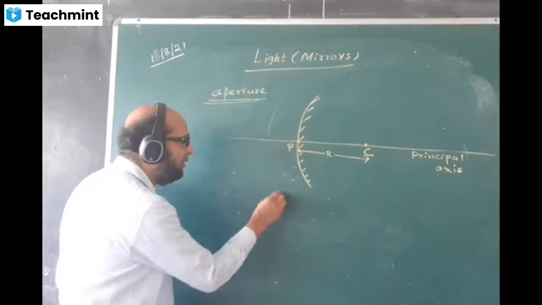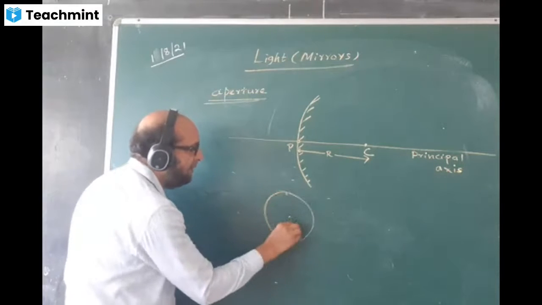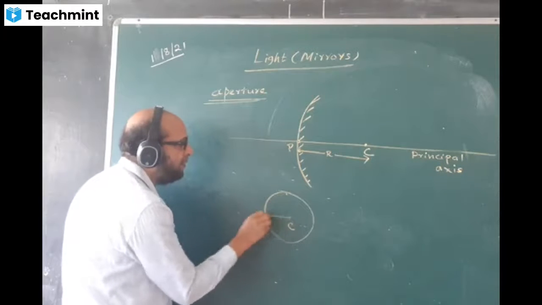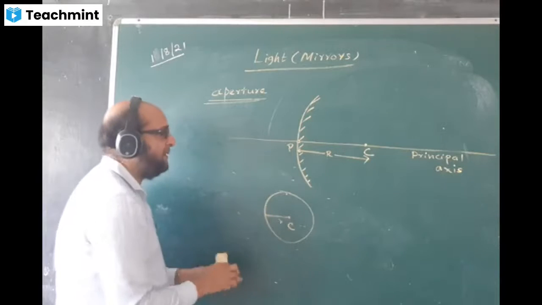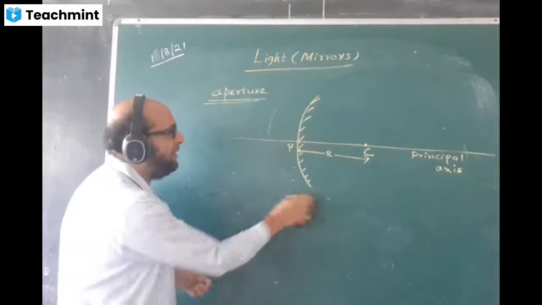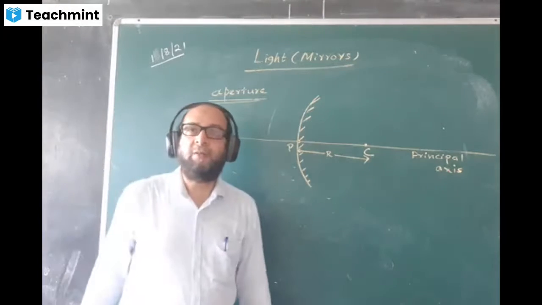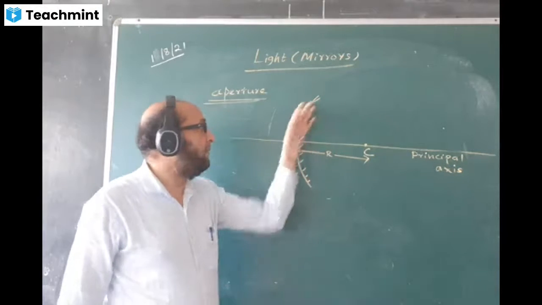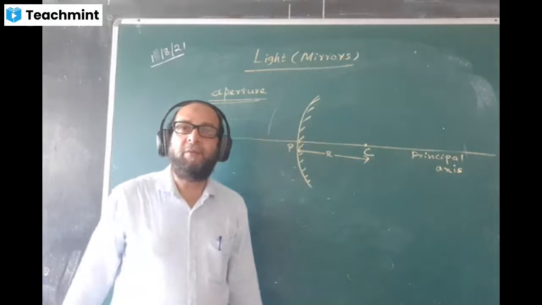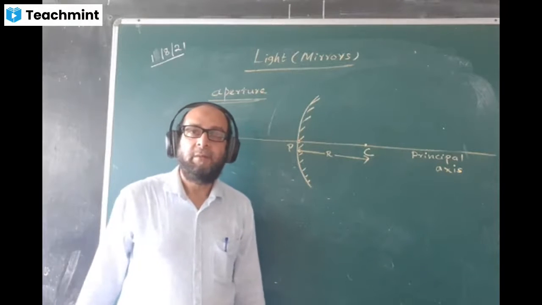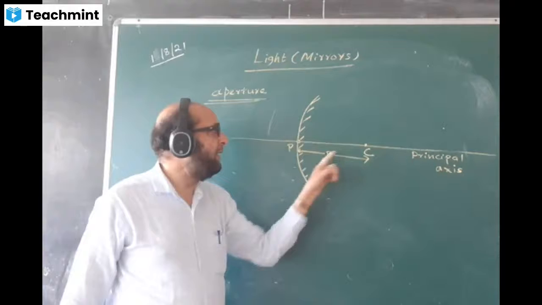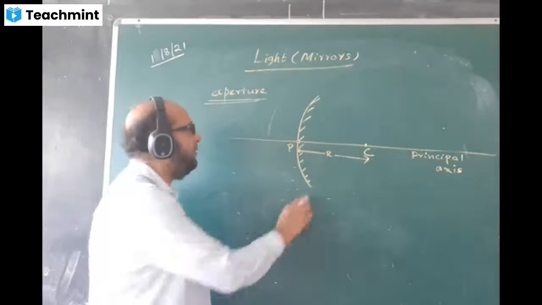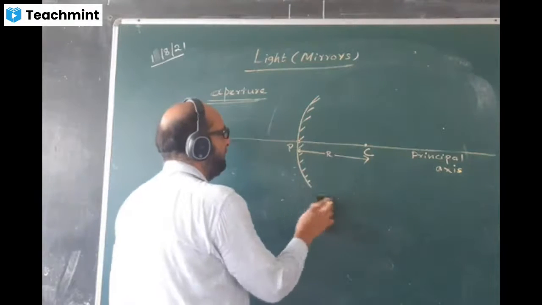Do you know in a circle, the distance from the circumference to the center is called what? Radius. In the same way, here we call it the radius of curvature, not the radius of a circle, whichever way the curve is given. Curvature is a word coming from curve. So this distance is called radius of curvature. Have you understood?